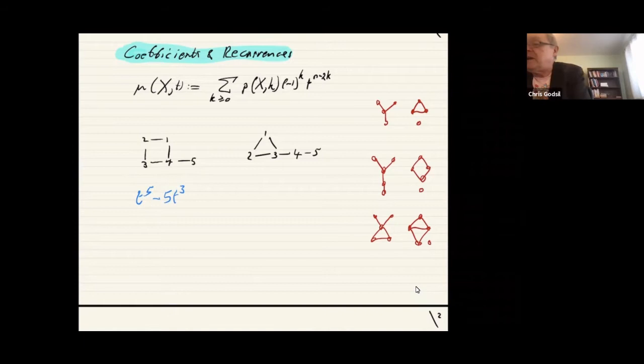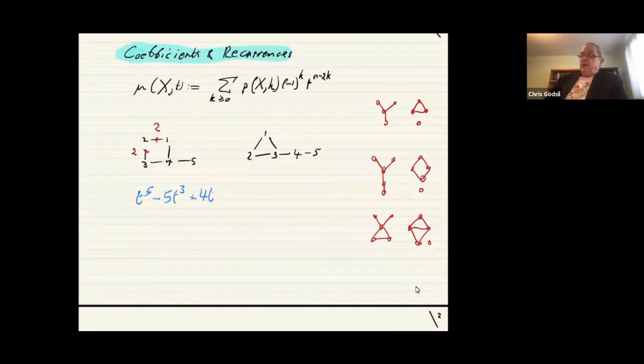If you pick an edge, how many 2-matchings contain that edge? If you throw away 2 and 3, the graph left over has 2 edges, so you get 2 matchings containing that edge. A similar calculation shows you get 2 on that edge. If you delete those 2 edges, the graph left over is a star, so there's no way of finding a 2-matching in there. So you get the answer plus 4t. That gives you a bit of an idea how the matching polynomial works.